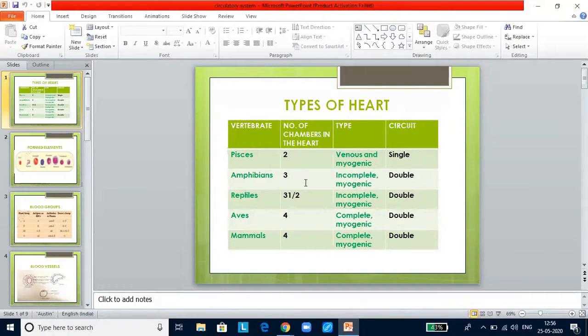If you look at amphibians, they have 3 chambers, 2 atria and 1 ventricle. It is incomplete and it is myogenic because there is a mixing of oxygenated and deoxygenated blood in the ventricle. It is called incomplete circulation, and again it is a double circuit circulation. In reptiles, it is 3.5 because the ventricle is incompletely divided, except in the crocodile where the ventricle is divided into 2 completely. Again, this is an incomplete heart and a myogenic heart. Circulation type is double circuit circulation.